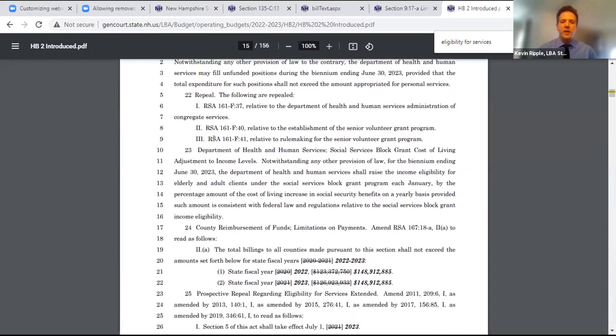Section 22 repeals a couple of programs. It repeals the Congregate Housing Program and the Senior Volunteer Grant Program. These are two programs that have been suspended many times over the last decade, although they were funded in the current 2021 budget. I'm sorry, the Congregate Services was funded at $750,000 per year in general funds, and the Senior Volunteer Grant Program was funded at $100,000 per year in general funds. So this section, unlike sections in past years, doesn't suspend those programs, it repeals them outright.